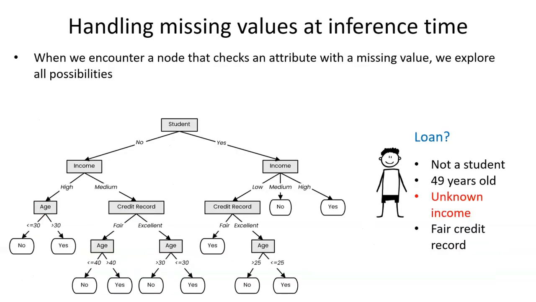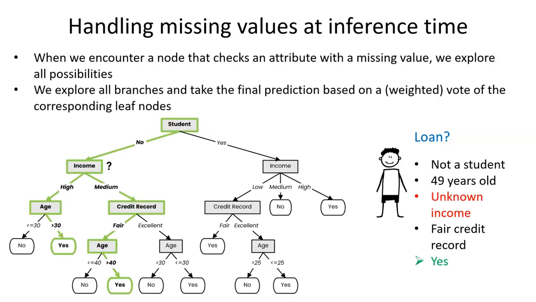So for the loan example, let's suppose the loan is missing: not a student, 49 years old, unknown income, fair credit record. When we encounter a node that checks an attribute with missing values, we explore all possibilities. We explore all the branches and take the final prediction based on the weighted majority vote of the corresponding leaf nodes.